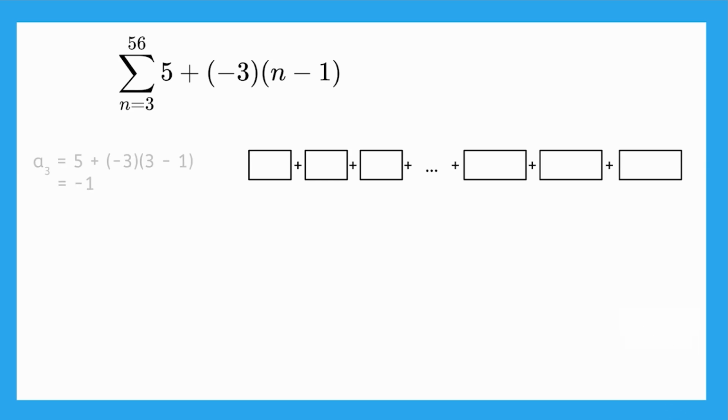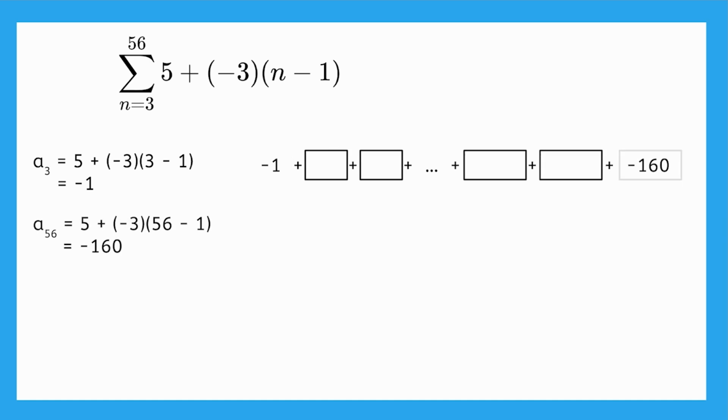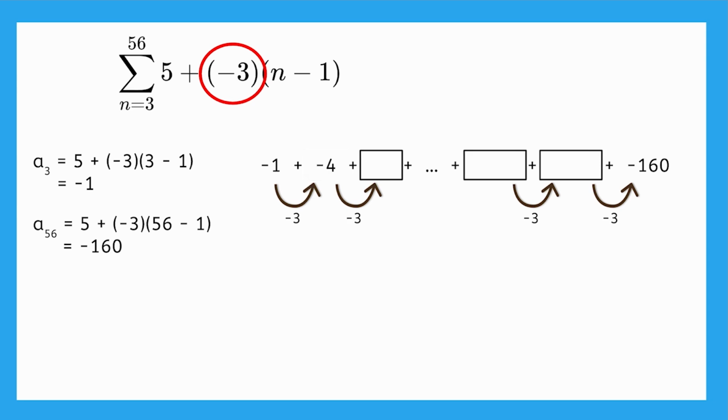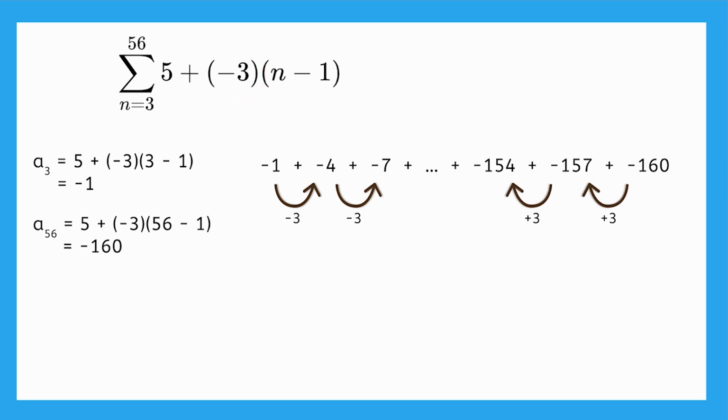The series starts with the third term, which is -1, and it will end with the 56th term, which is -160. We still have 4 terms to find here, but no evaluation is needed because we already know the pattern. Subtract 3 for each consecutive term. -1 minus 3 is -4, minus another 3 is -7. From the last term, we actually need to work backward by adding 3 to get the previous 2 terms. So we get -157, then -154 for the third to last term.